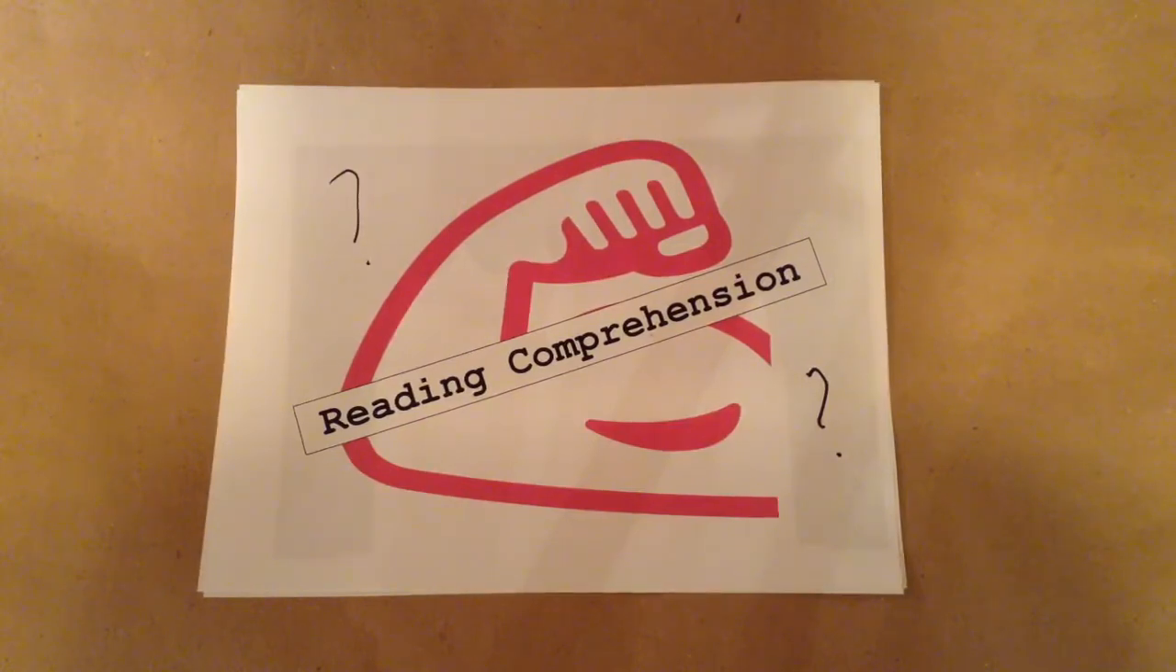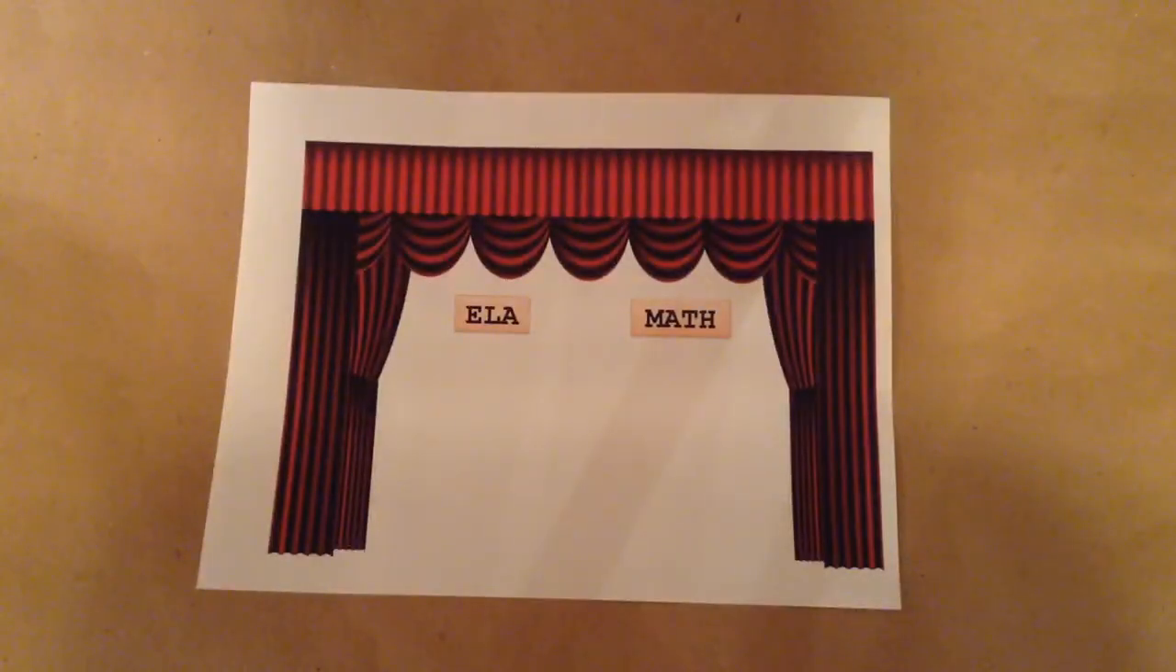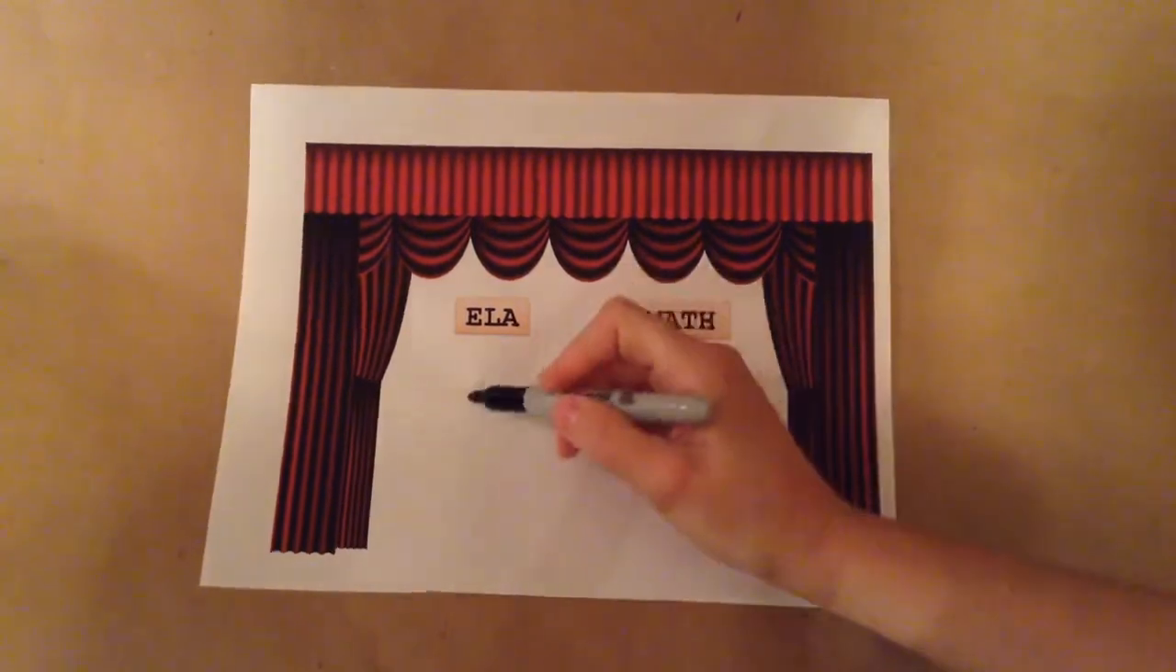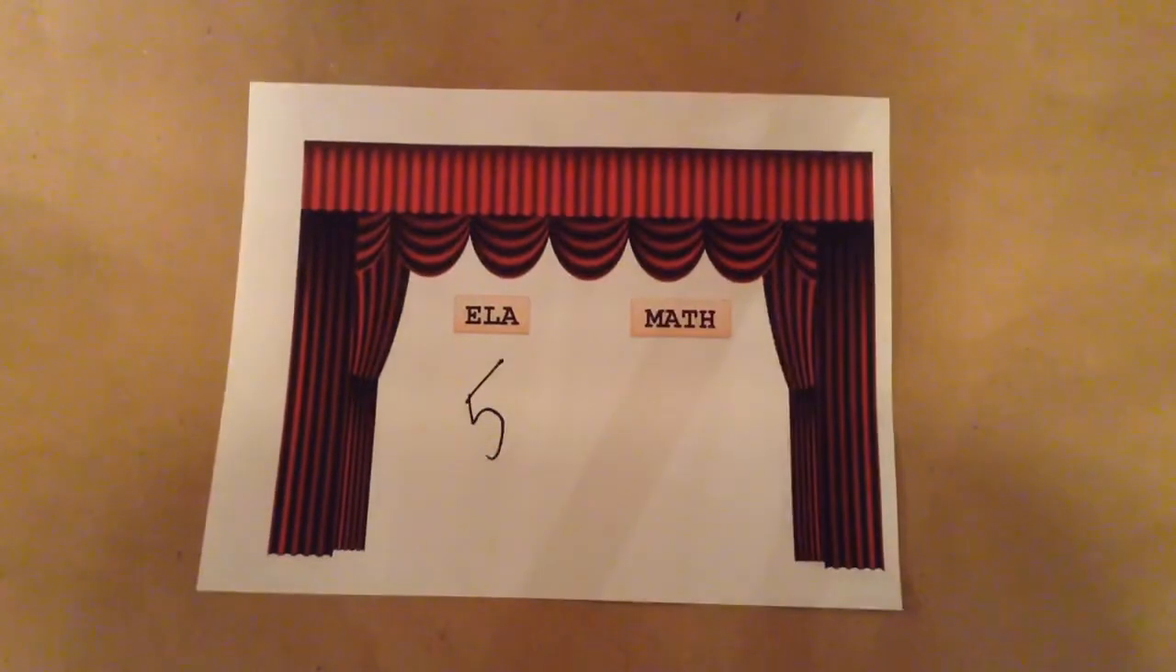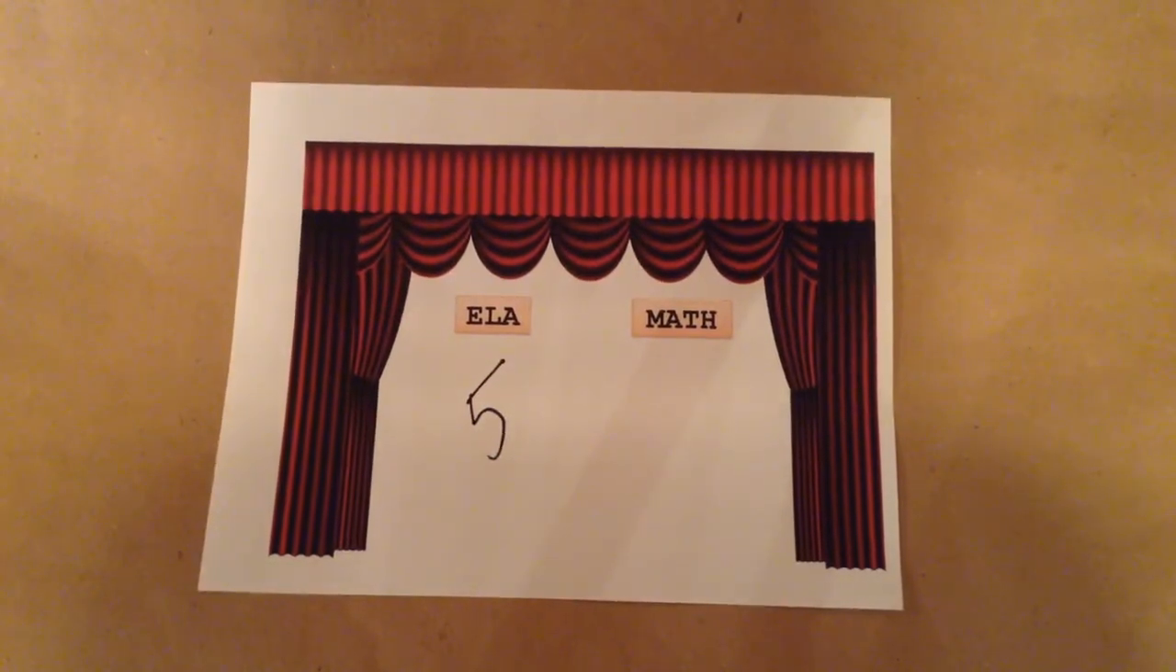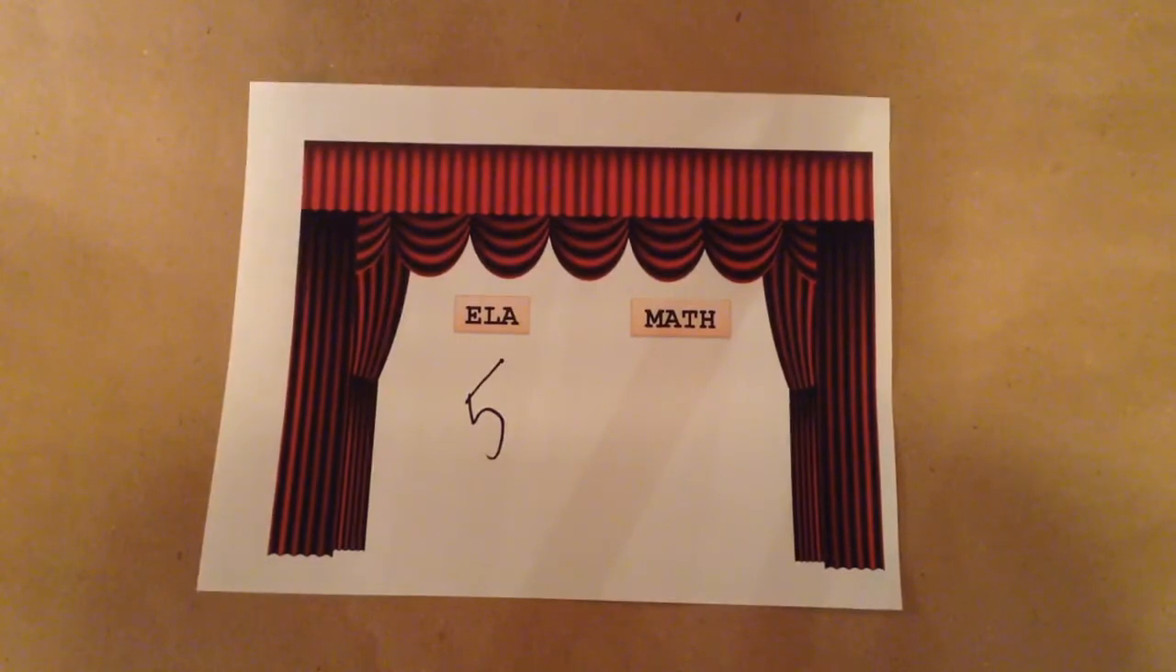Well, how did Q fare on his 5th grade FSA tests? Q scored a level 5 on his ELA assessment, and, drum roll please, Q scored a level 4 on his mathematics assessment.